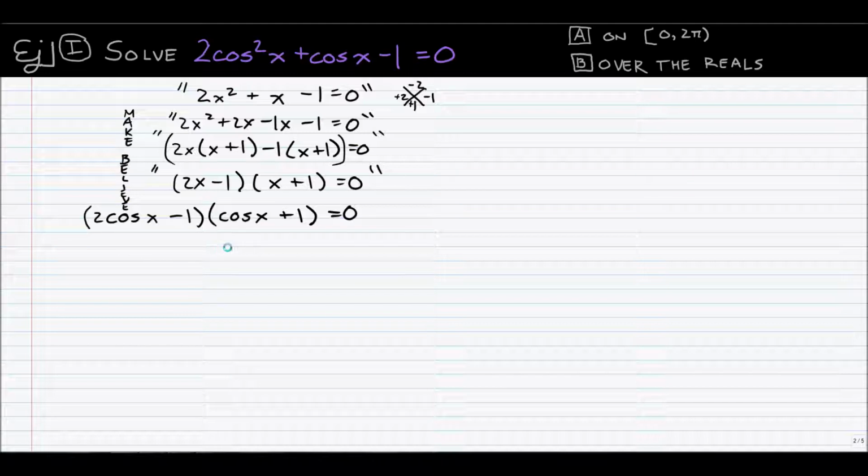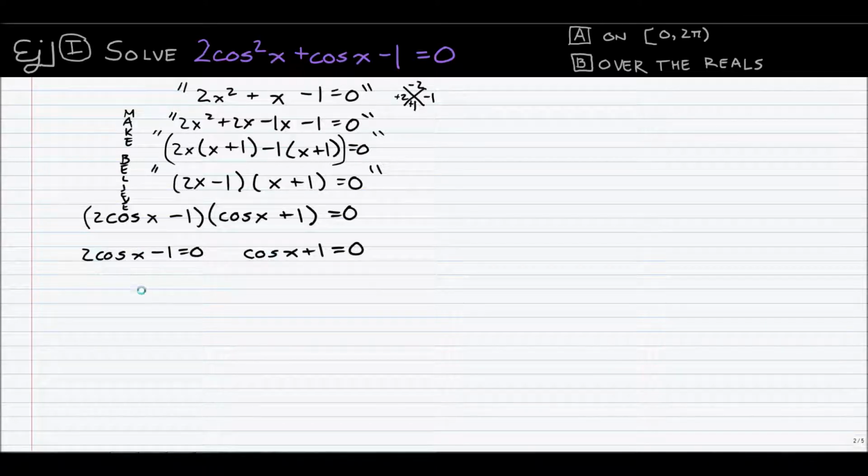So from here, what do we do? Well, we now have two possibilities. The zero product property, as you learned back in Algebra 1, says that if two things multiply to 0, one or both of them has to be 0. So we get two possible ideas. We could have that 2 cosine of x minus 1 equals 0, or we could have that cosine of x plus 1 equals 0. And of course we have to check both possibilities, because otherwise we'd be an incomplete mathematician.